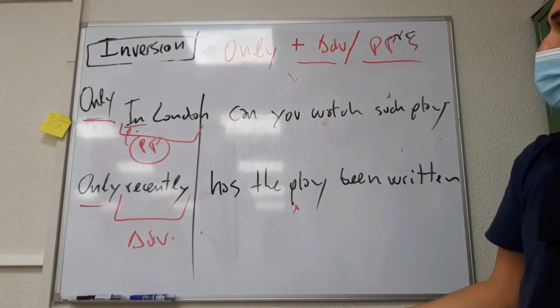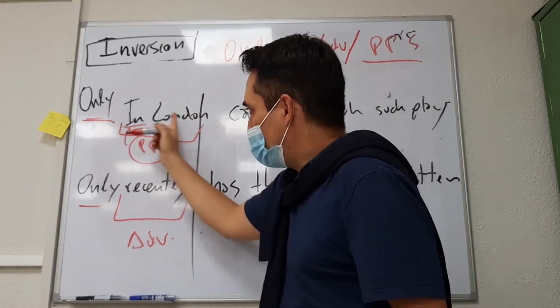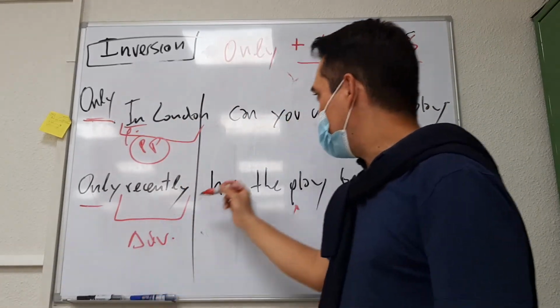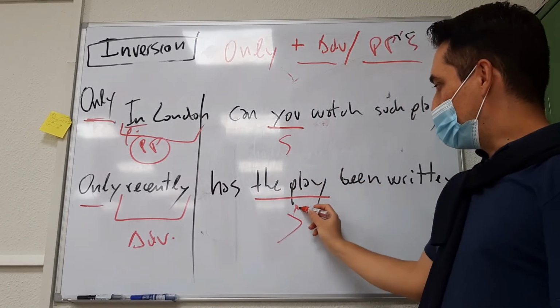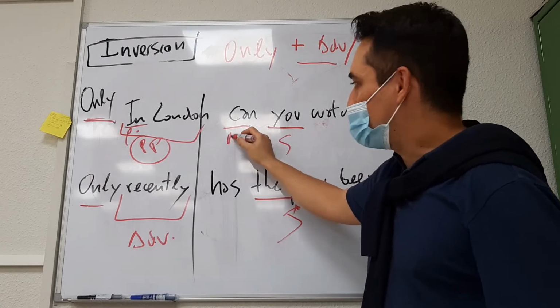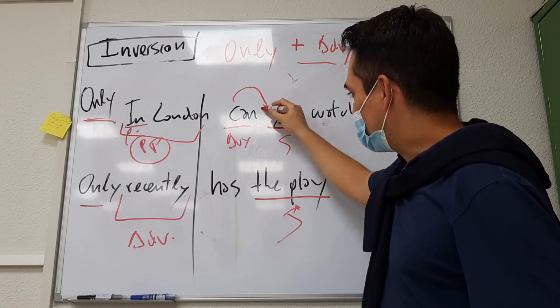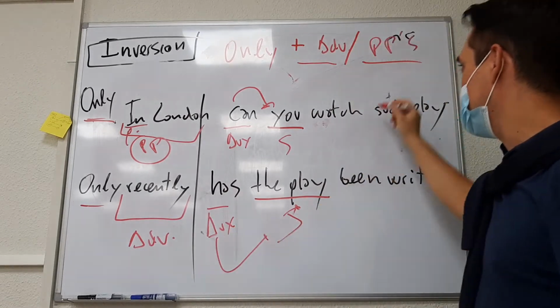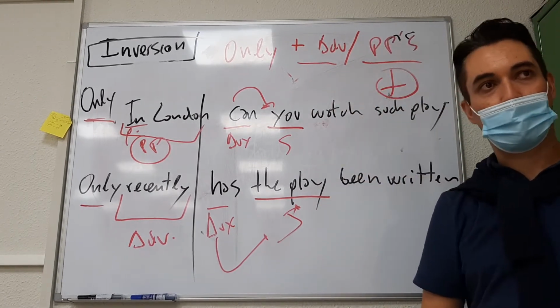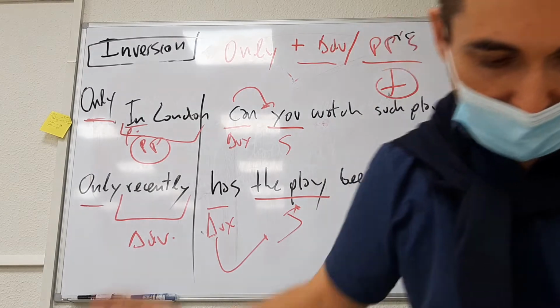Again, what is funny about them? You front this, only PP, only adverb, and then the play is the subject, and voila, there is an auxiliary verb before the subject. There is an auxiliary verb, in this case has, before the subject, even though they are positive sentences. You make use of auxiliaries.